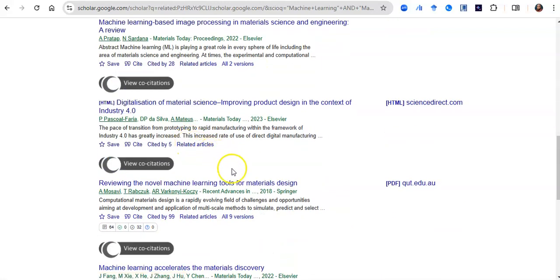And I want to look at this paper, the review of machine learning tool. I want to open this paper. I want to see that this paper has been cited by 99 different articles. So I want to open the paper. I want to see what this paper is about. I will need to analyze a number of papers. In all of the things I am looking at is what is the trend.